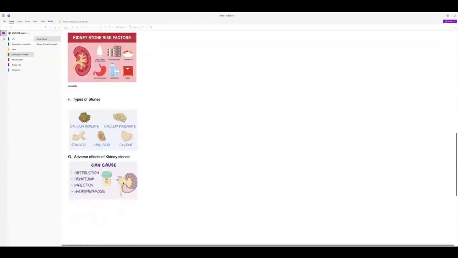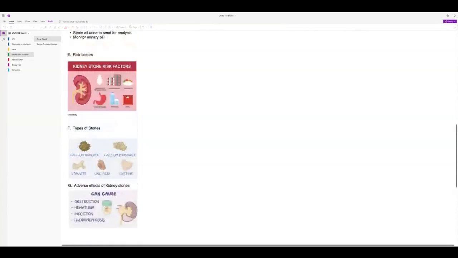If they get one stone, see the stone here? This can cause what is called hydronephrosis. So this is essentially a post-renal AKI. The urine is obstructed and it's going to back up into the kidney and they can get an AKI. So that's what you worry about.